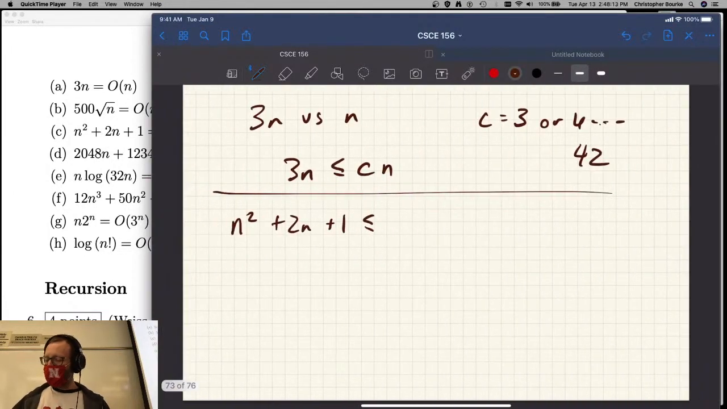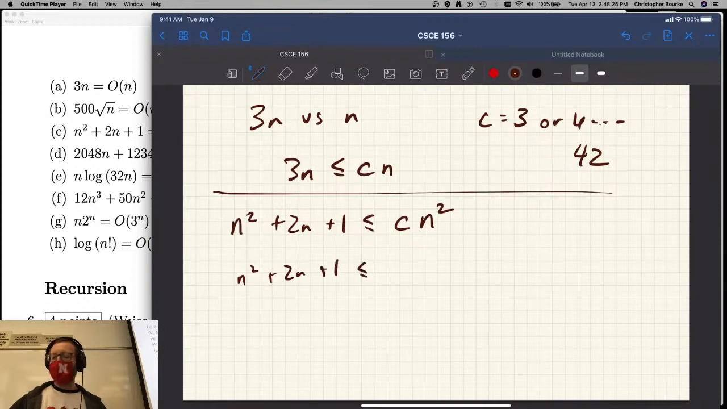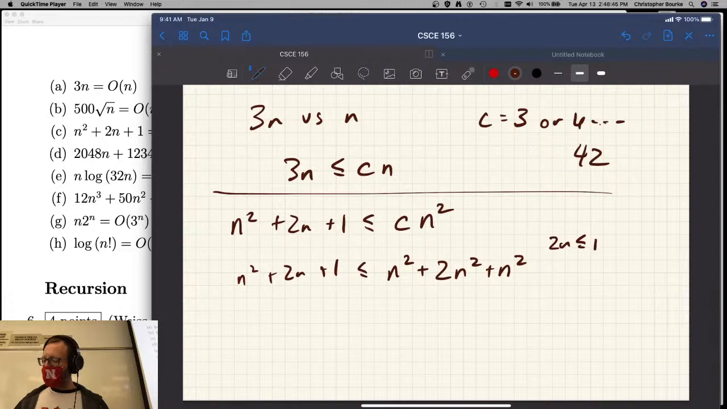All right, so go back to this simple polynomial though. I want to show that this is order n squared. So n squared plus 2n plus 1. How do I make it bigger? I could multiply this one term by n. I could multiply this one term by n squared. N squared plus 2n squared plus n squared. And what's my justification here? It's because 2n is less than or equal to n squared for what n?